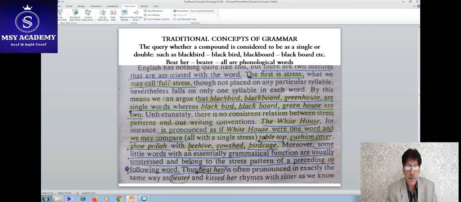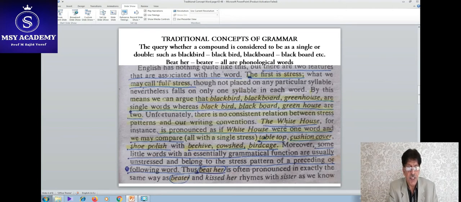What is not final? Blackbird, blackboard, greenhouse. If they are spoken in a way that spaces may be noted, or stretches during the sound show some separation of the sound, they may be known as two words. So here also there is a defect in trying to find the definition. It may be a single word or it may be two words.